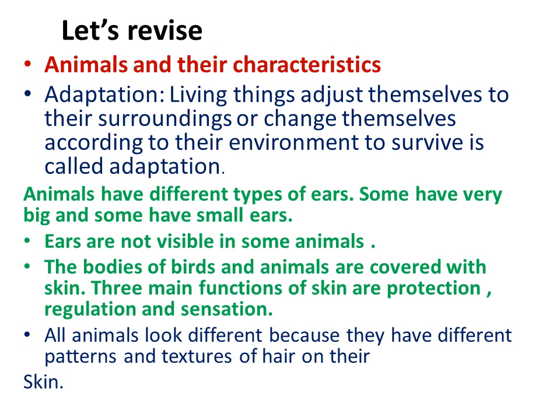Animals have different types of ears. Some have very big and some have small ears. Ears are not visible in some animals. And then we learned that the bodies of birds and animals are covered with skin, and the three main functions of skin are protection, regulation, and sensation. All animals look different because they have different patterns and textures of hair on their skin.